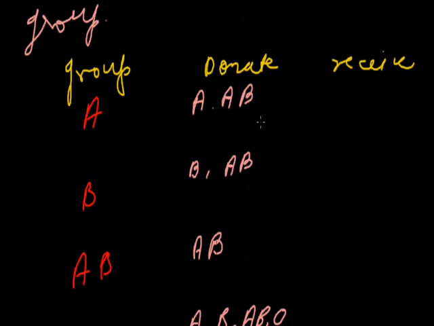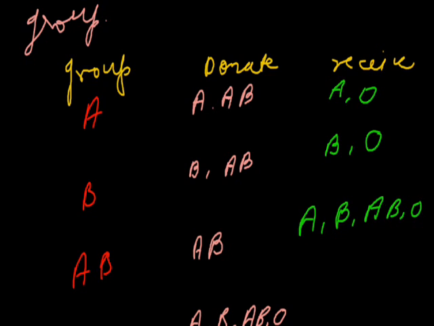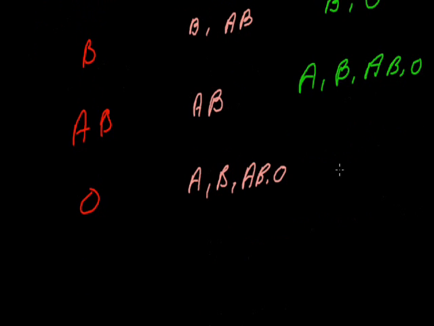Then I deal with the receive process. It will be like this. A can receive blood from A and from O. B can receive blood from B and from O. AB can receive blood from all: A, B, AB, and O. And O can receive blood only from O. So this is the topic of the blood group system inside the body.